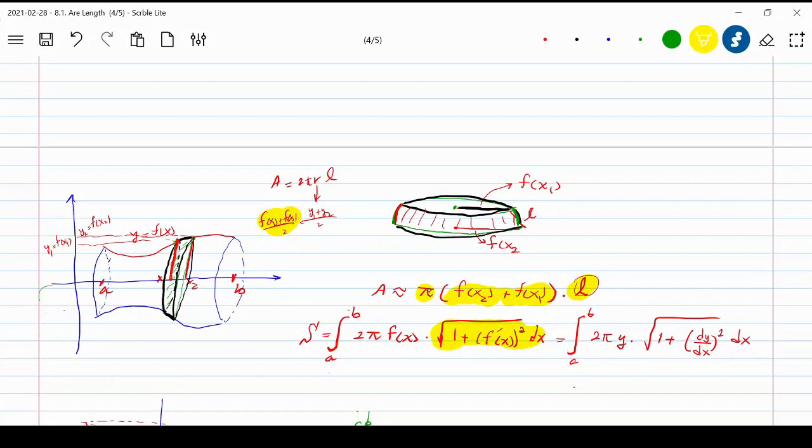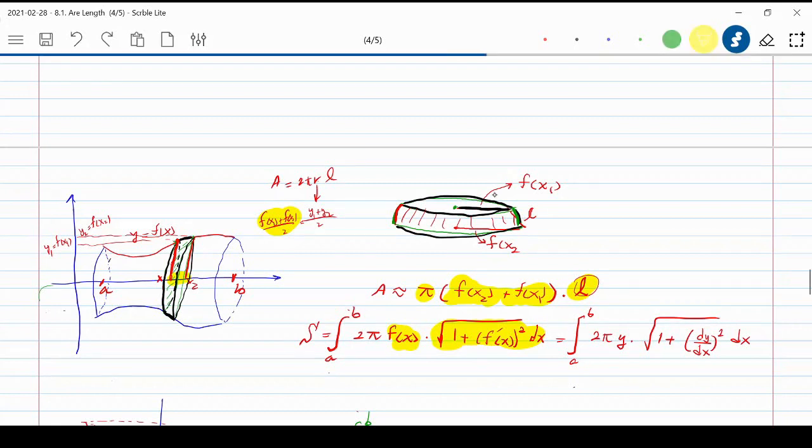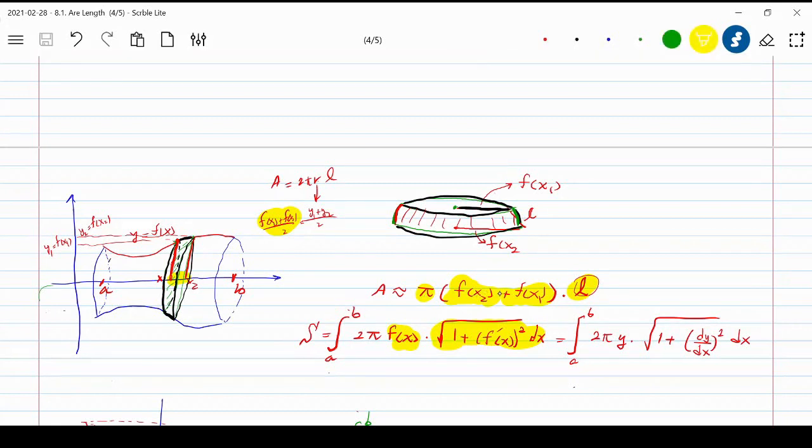Now, if you make the difference between x1 and x2 smaller and smaller, then f of x1 and f of x2 are very close, so you can replace them with f at some value x by the intermediate value theorem, or just by an average, expecting that those two are going to be very close to each other. So what you would get is pi times 2 f of x multiplied by L, where L is the length, which is that square root of 1 plus f prime x squared. This is where the formula to calculate the surface area comes from.